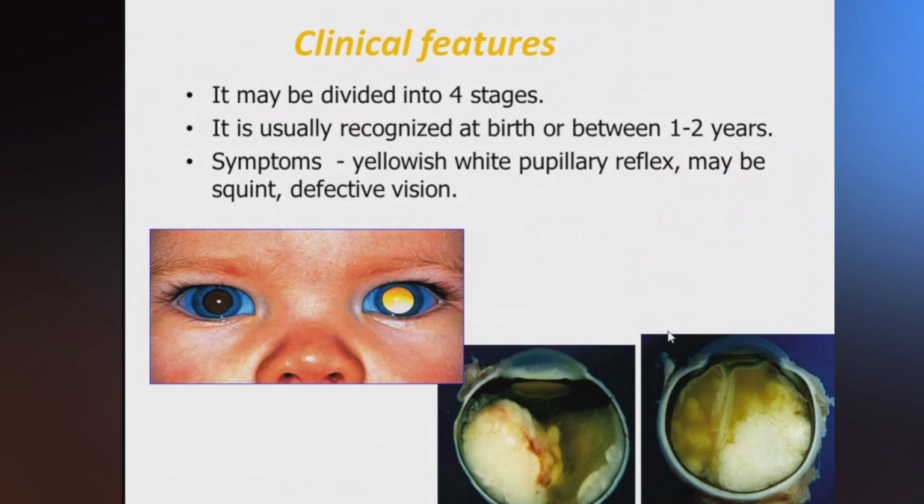Usually parents see the yellowish white pupillary reflex. On this picture, you can see it's a normal eye. It's an eye with a retinoblastoma, yellow pupil, and in this case, parents come to a doctor very quickly.